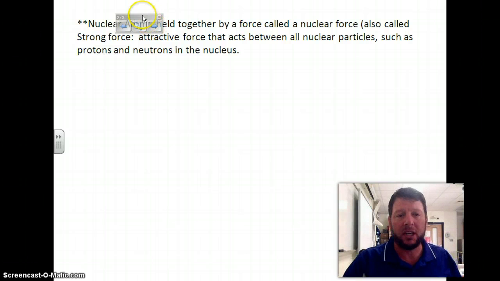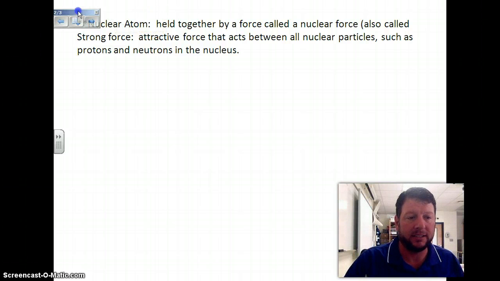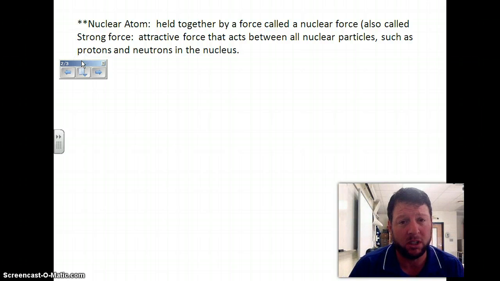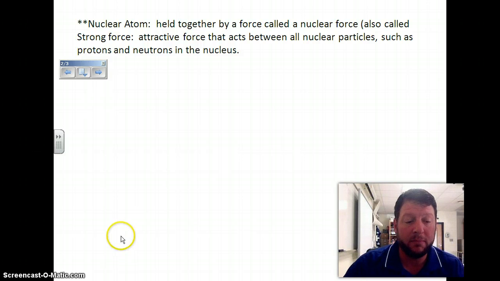So first of all, let's talk about what the nuclear atom is. The nuclear atom is held together by a force called a nuclear force. We also call this force the strong force. The strong force is an attractive force that acts between all nuclear particles such as protons and neutrons in the nucleus.